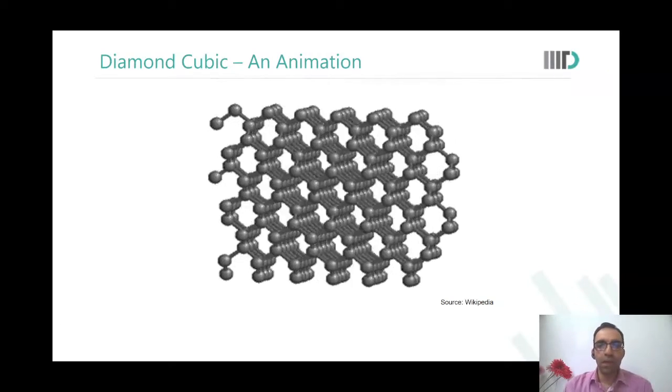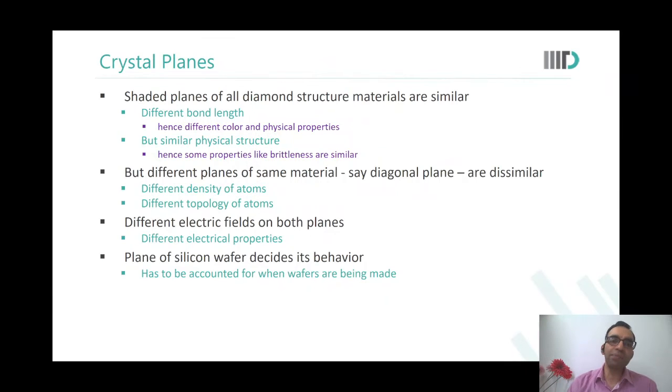So what is happening is that in different planes, there is a different density of atoms and even different topology of atoms. Therefore, they have different electrical properties, and therefore, it is very important that when we design or fabricate any device, we should fabricate it very carefully in the desired plane. Are you able to see this challenge?